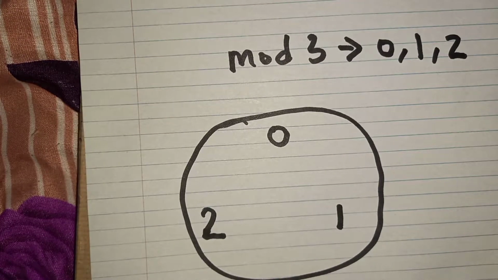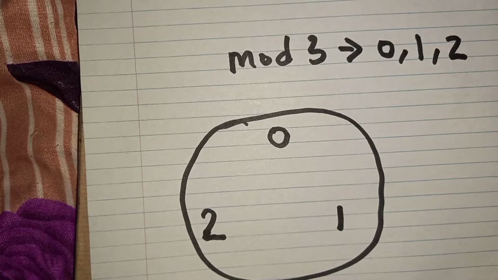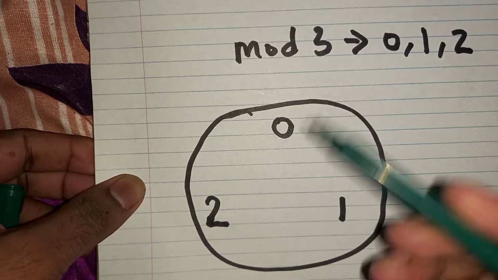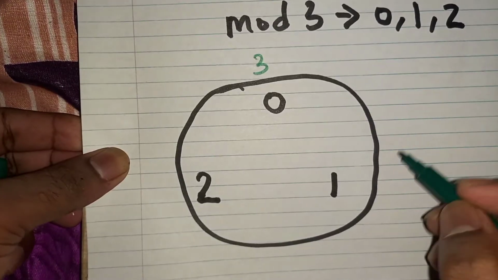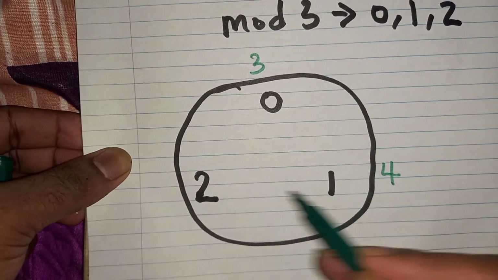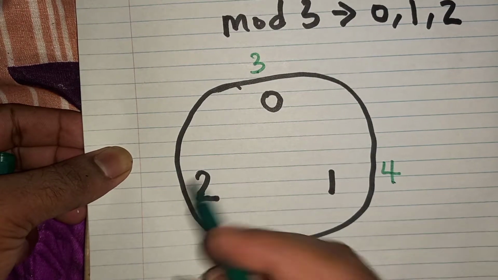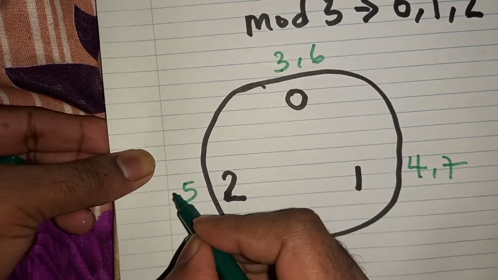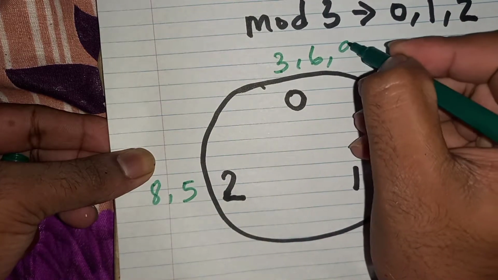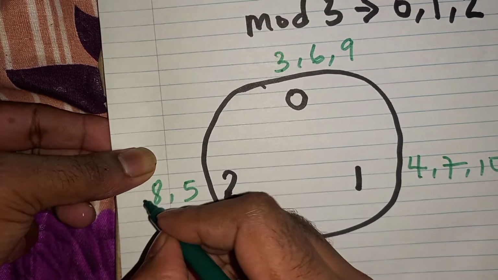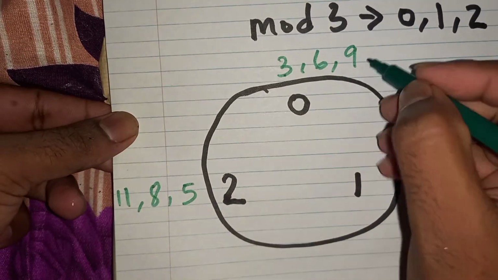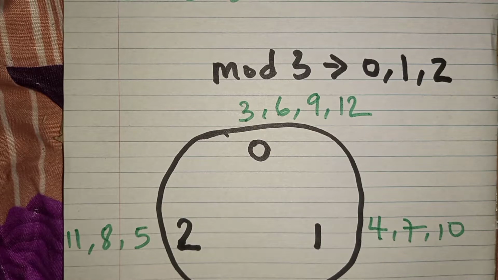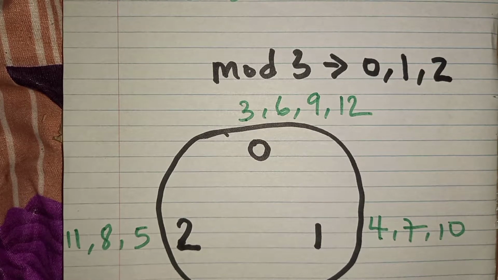Now where will the other numbers go? The other numbers are going to follow. So 0, 1, 2, the 3 will go up here and then 4 will go here. So 0, 1, 2, 3, 4, then 5, then 6, then 7, then 8, 9, 10, 11, let's say 12. Let's work with up till 12, right? Now we can answer the questions.